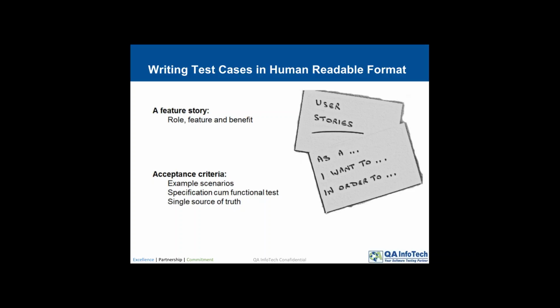These user stories are implemented in form of features, and every feature has a role associated with it. With every feature comes an acceptance criteria, which involves a lot of scenarios around that feature. These acceptance criteria are not just the specification of the user behavior, but they're also the functional tests. And of course, every acceptance criteria is a single source of truth for that particular behavior.